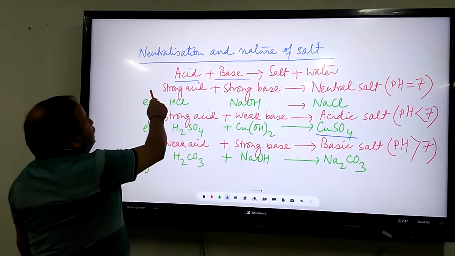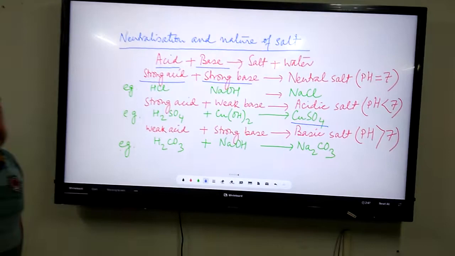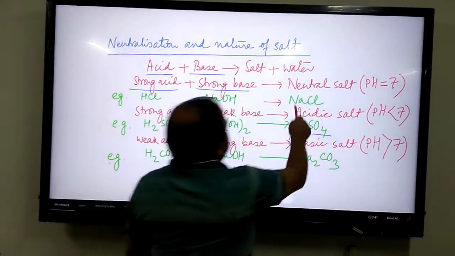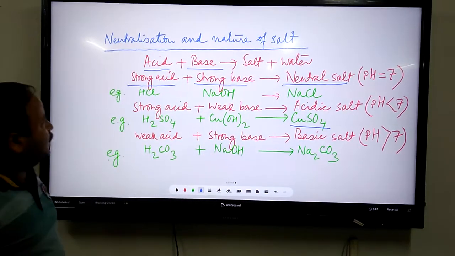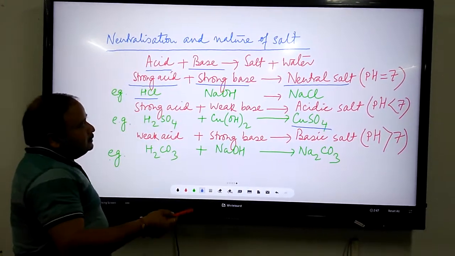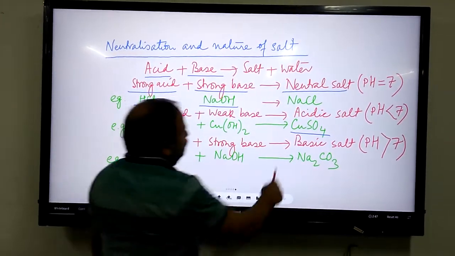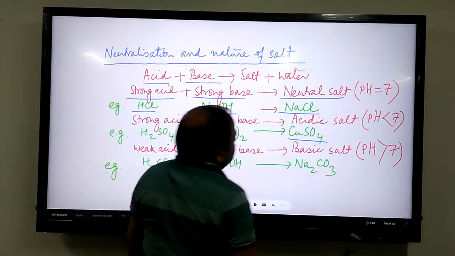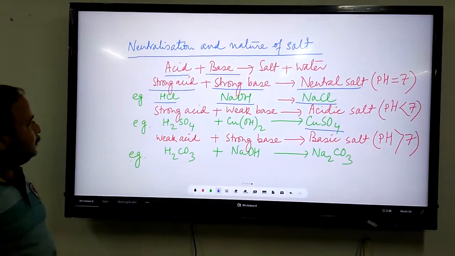Neutralization reaction may occur between a strong acid and a strong base. In that case, they neutralize each other almost completely, due to which the salt formed becomes neutral. It has pH equal to 7. For example, you can consider hydrochloric acid is a strong acid. It is reacting with sodium hydroxide, another strong base. The salt formed is sodium chloride, a neutral salt. Its solution will have a pH value equal to 7.